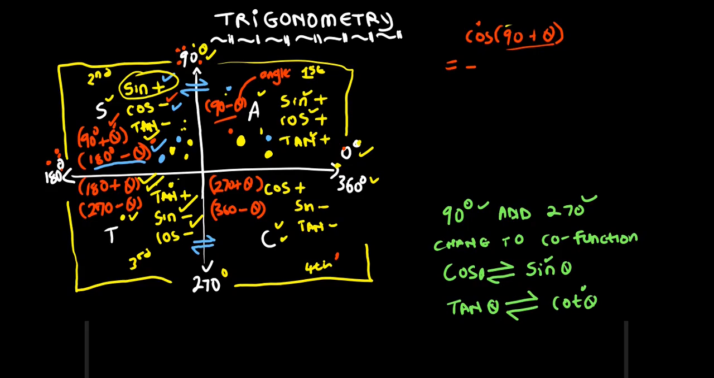But because whenever we have 90 or 270, we do what we call change to cofunction. So instead of writing cos, we're going to write sine theta. So our answer is going to be negative sine of theta.